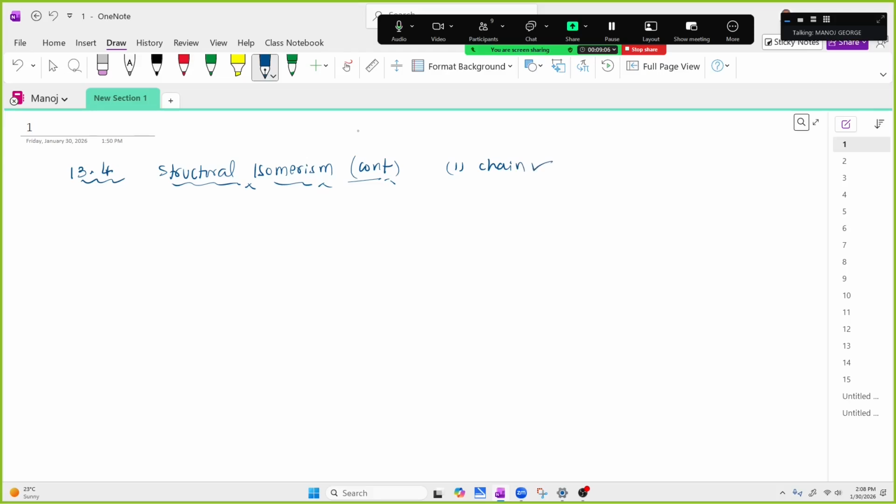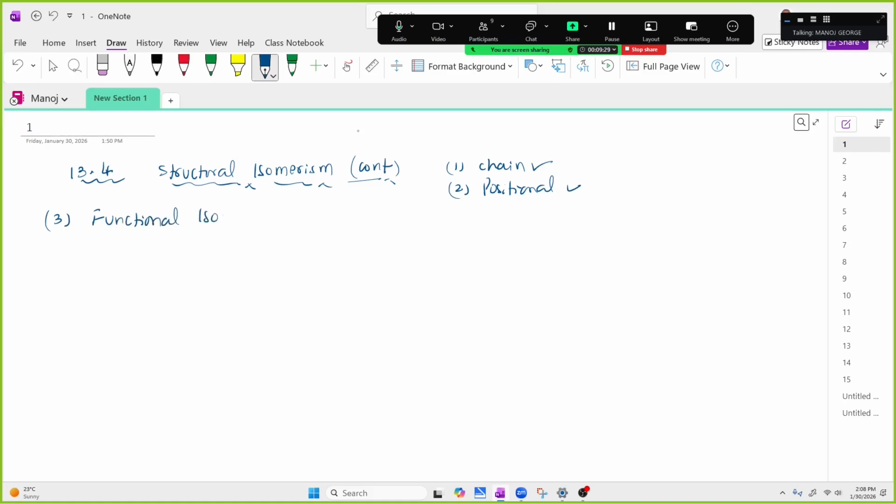was already done. Then we did positional isomerism. So in positional isomerism, we changed the position of the functional group. In chain isomerism, we changed the carbon length of the compound. And we are now doing the third one, which is called functional isomerism.